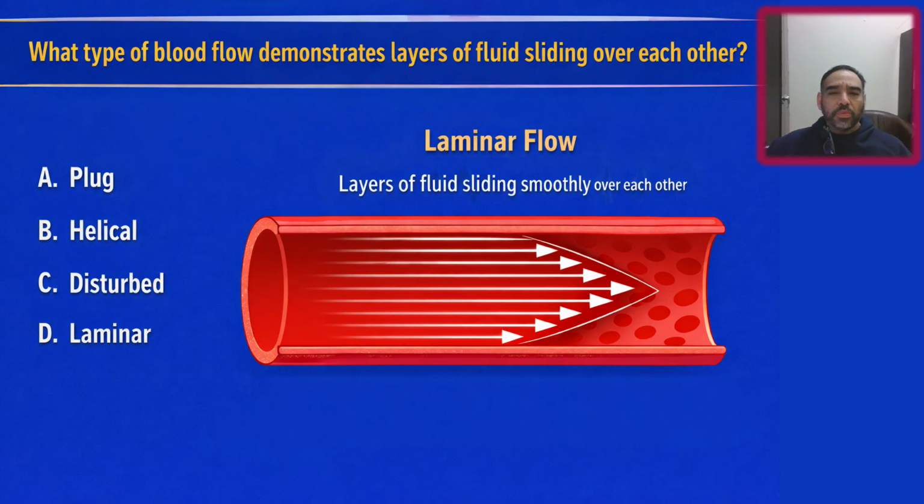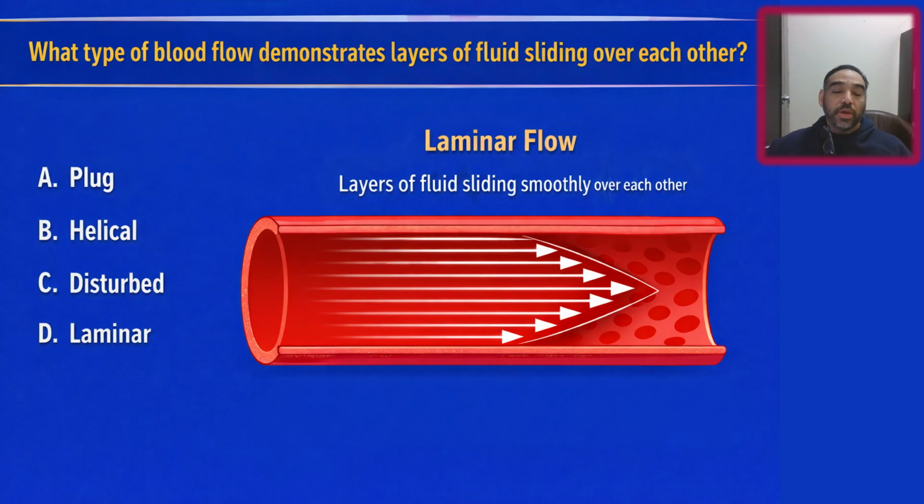Laminar flow means that blood moves in smooth parallel layers, laminae. The layer in the center moves the fastest. The layer closest to the vessel wall moves slower because of friction. The layers don't mix or swirl. They glide past one another smoothly. Think of it like a neatly stacked deck of cards sliding forward, where each layer moves, but they stay organized. This is the normal pattern of blood flow in straight, healthy vessels.